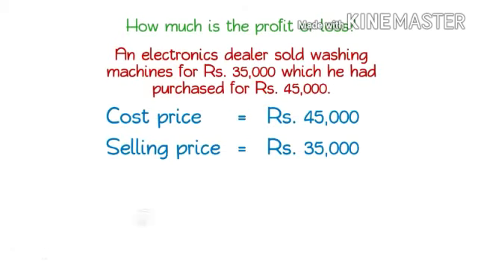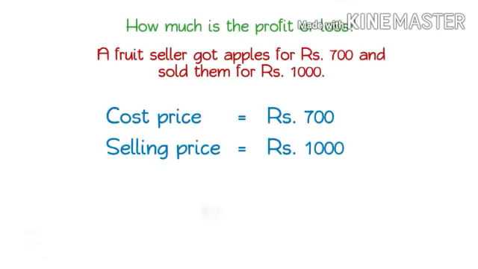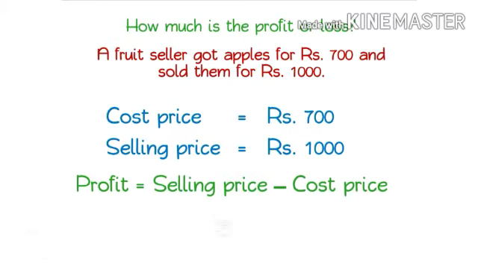Look at the deal again and calculate the profit or loss. Here, the loss is equal to cost price minus selling price. So, that is 45,000 rupees minus 35,000 rupees, which is equal to 10,000 rupees. So, the loss is 10,000 rupees. Look at the deal again. Profit is equal to selling price minus cost price, that is 1000 minus 700, which is equal to 300. So the profit is 300 rupees.